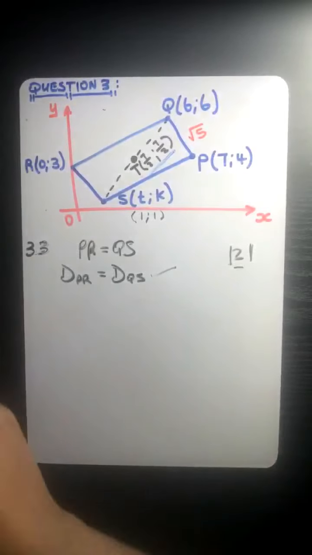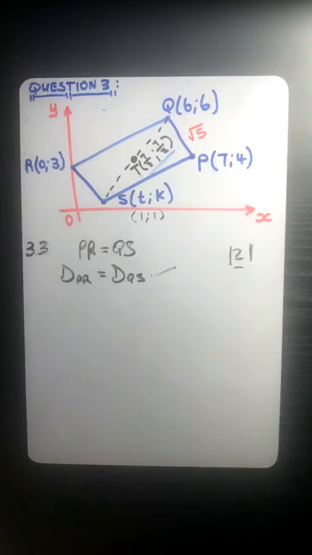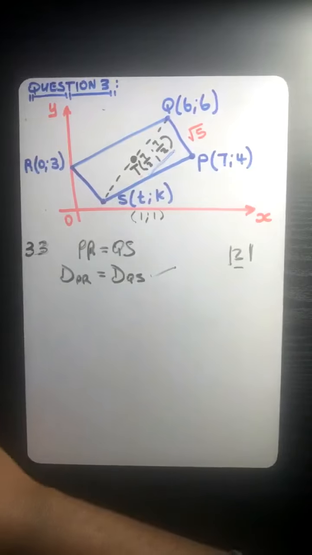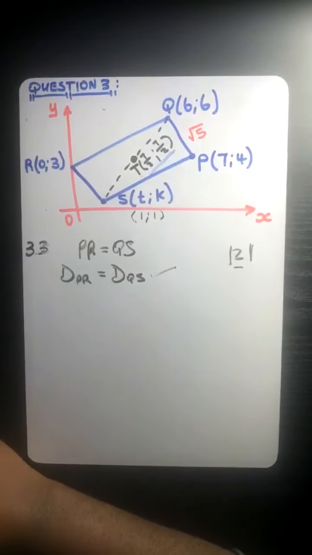Okay. Here comes the question. How do we prove that PR is equal to QS? How do we prove this thing?